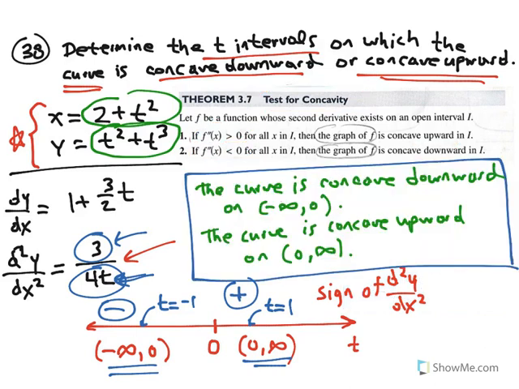The last thing that you should do is to state your conclusion in response to the question. Determine the t intervals on which the curve is concave downward. So we write the curve is concave downward on the interval from negative infinity to 0 for t, and the curve is concave upward on the interval from 0 to infinity for t.